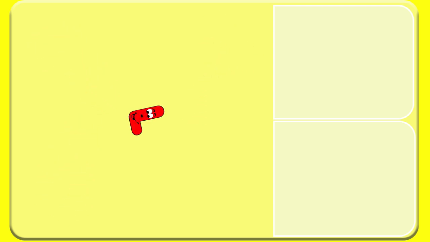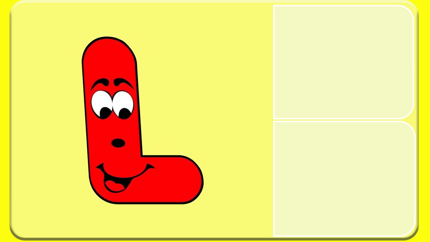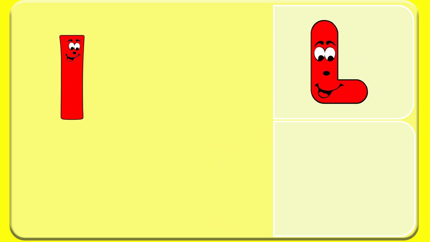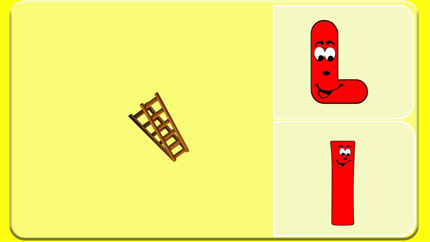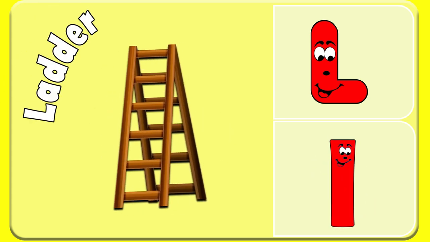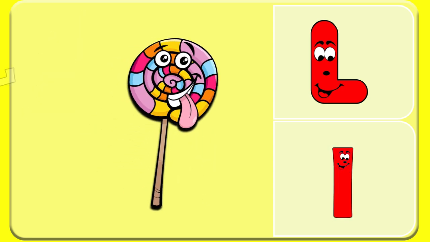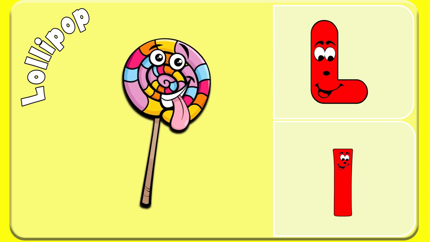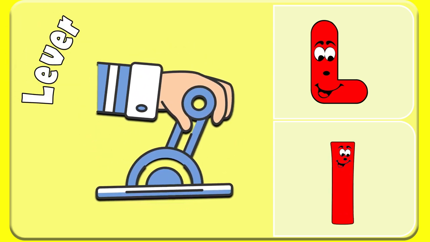Today we will learn alphabets and their sounds. Have you ever seen the letter L? Hi, I'm letter L. And my sound is L, L, L. And the words that start with me are ladder, L, L, ladder. Lollipop, la la lollipop. Liver, la la liver.